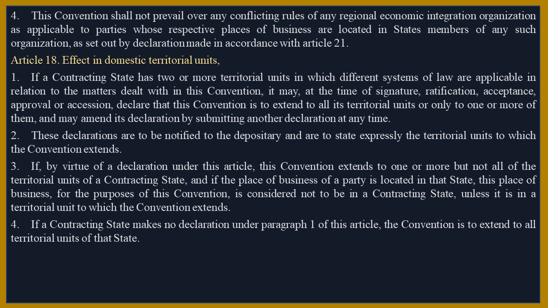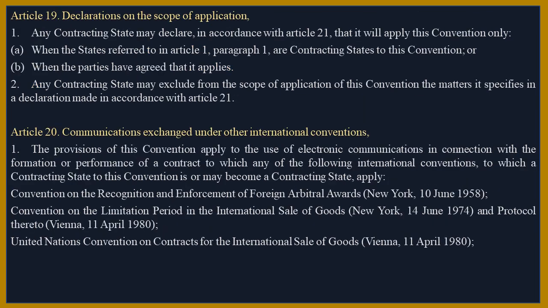3. If, by virtue of a declaration under this article, this convention extends to one or more but not all of the territorial units of a contracting state, and if the place of business of a party is located in that state, this place of business, for the purposes of this convention, is considered not to be in a contracting state, unless it is in a territorial unit to which the convention extends. 4. If a contracting state makes no declaration under paragraph 1 of this article, the convention is to extend to all territorial units of that state.